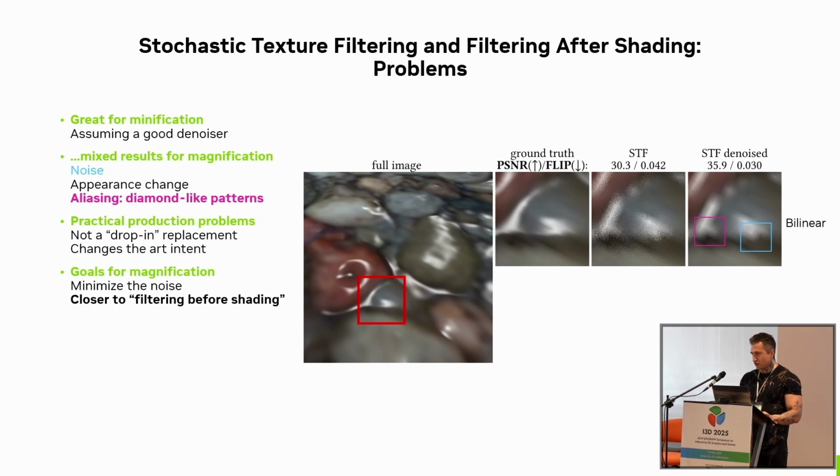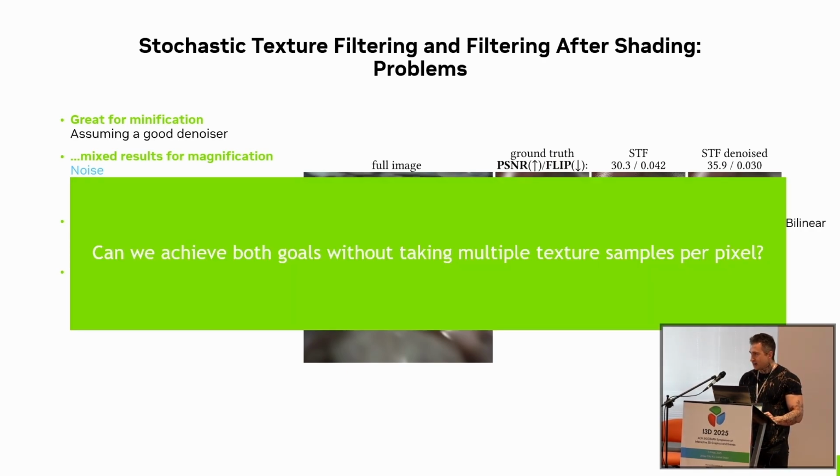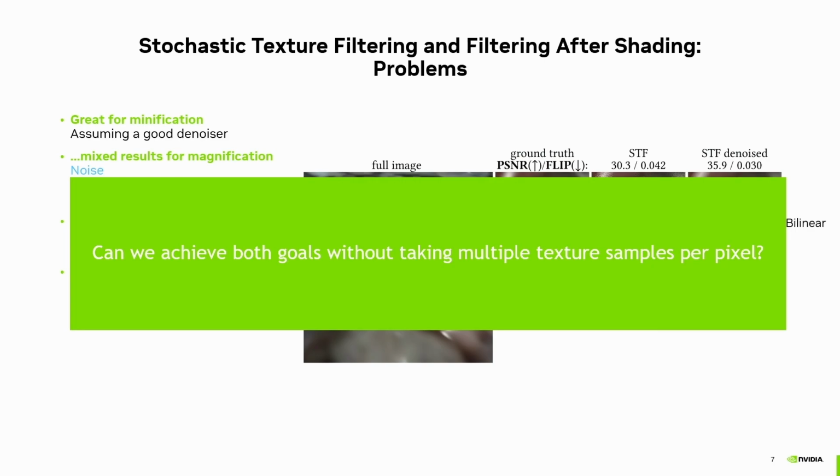So we posed a goal for ourselves, or rather 2 goals. First, a smaller goal was that maybe we can still minimize the amount of leftover noise. But the more important goal was that we actually want to make this method more practical with, let's call it, legacy assets or existing assets. And we want to get closer to filtering before shading, traditional texture filtering. And the question is, can we achieve both goals without taking multiple texture samples per pixel? And since I'm giving this talk, you can imagine that the answer is yes.